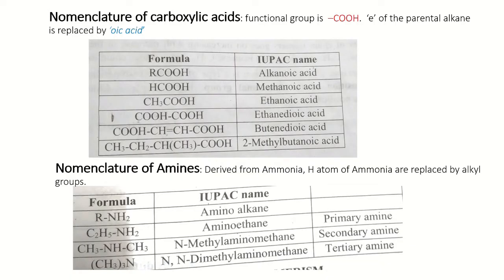Next is nomenclature of acids, carboxylic acid. So what is the functional group of an acid, which is COOH? And the acids are named after the corresponding alkane by replacing the terminal E of the alkane with oic acid. That is this oic acid. So see some examples.